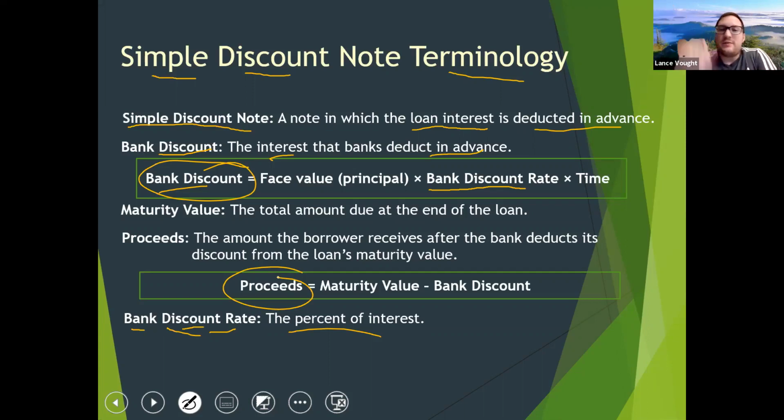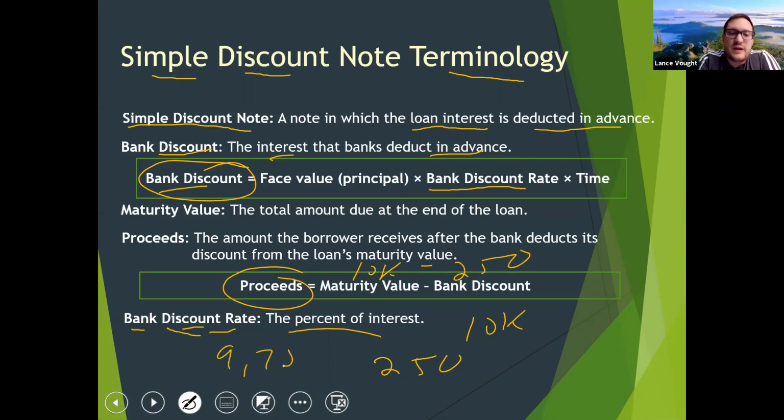So let's just say hypothetically you borrow 10,000. It turns out that the bank discount is $250. Well, then that means that your proceeds are going to be the 10,000 minus the 250 in interest that they deducted up front. And so your actual proceeds are going to be $9,750.